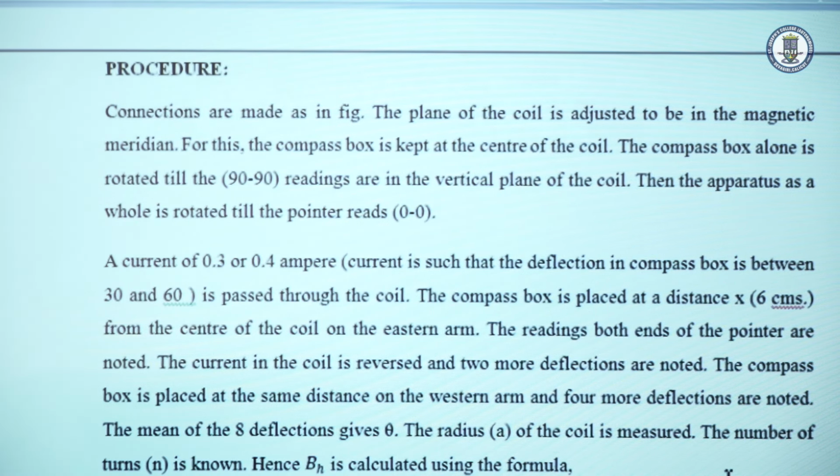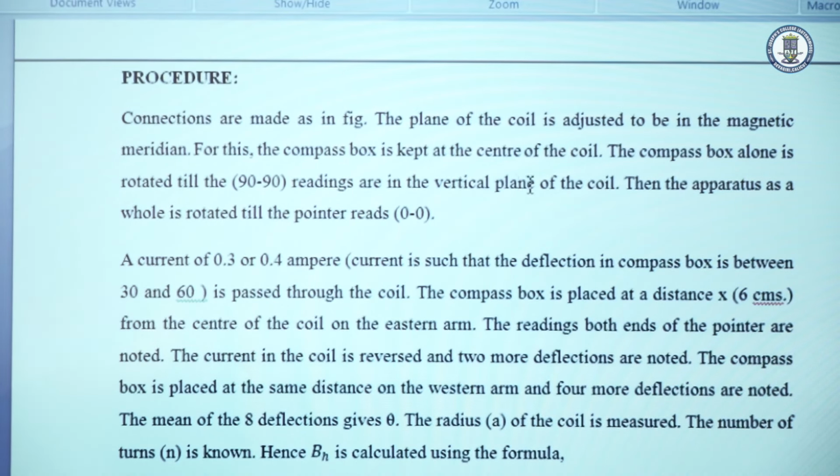Initial adjustments are done. For that, we want to keep the circular coil in the north-south direction. So two adjustments are there. Initially, the compass box is rotated so that the 90-90 line of the compass box is parallel with the vertical plane of the coil, and then the whole apparatus is rotated so that the aluminum pointer reads 0, 0. When we perform these two adjustments, we can see that the circular coil apparatus is kept in the north-south direction. So that is the adjustment for the circular coil.